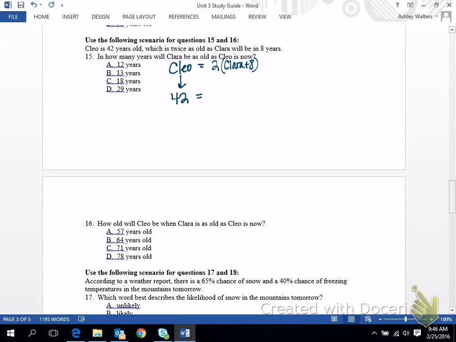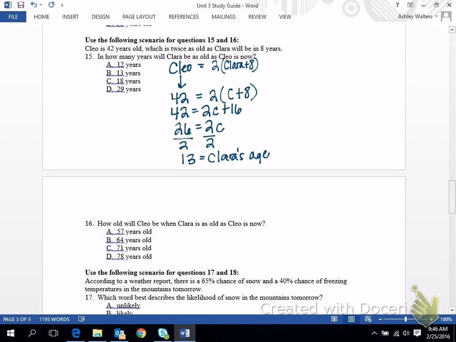So if we were going to fill that in, we could say 2 times C plus 8, and we can solve this equation. So that leaves us with 42 is equal to 2 times Clara plus 2 times 8, which is 16. If you take 42 and subtract 16, you're going to come up with 26. So 26 would be equal to 2C. Divide by 2, and you get 13. So that is Clara's age.